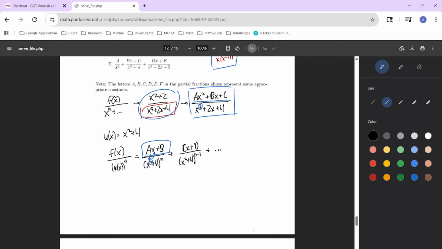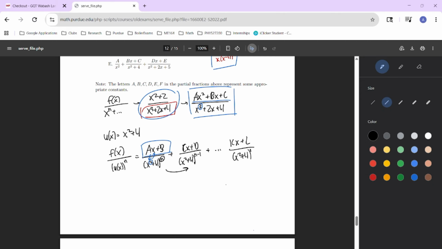And the reason we need to think of it like this, where we need to start at the nth degree and then work our way down to n minus 1, then n minus 2, then n minus 3, all the way down until something like maybe k, kx plus l over x squared plus 4 to the 1 power.